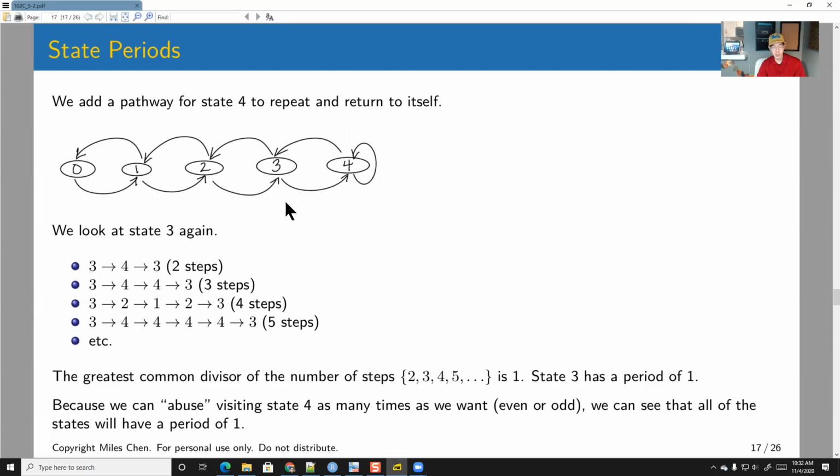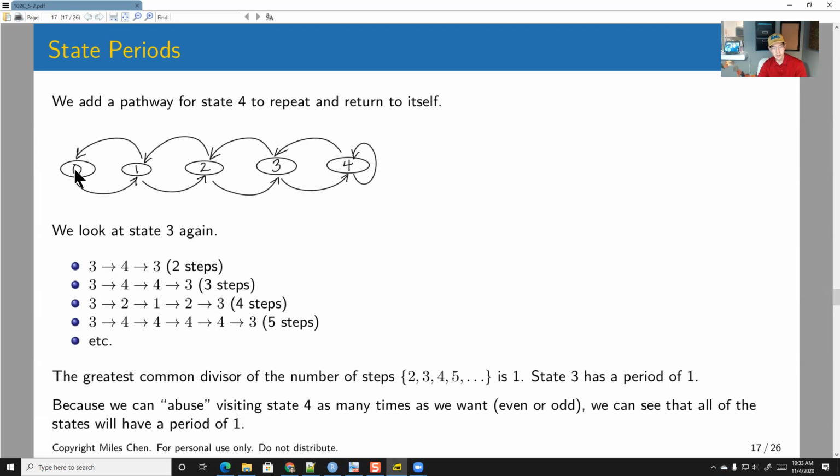And if you look at any of the other states, we can take advantage of the fact that 4 goes back to itself. If you say, I want you to start at state 2 and end up back at state 2 at some number of steps, you can pick a random number, you know, 75, and we could figure it out. We can just go back to 4 a whole bunch of times and end up back at number 2. So if you look at all of them, you'll see all of the states have a period of 1.